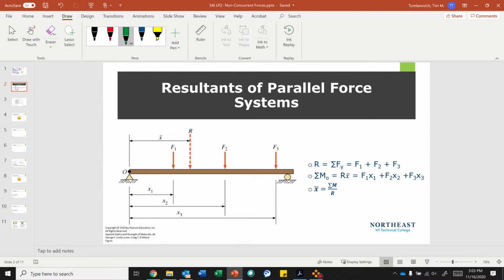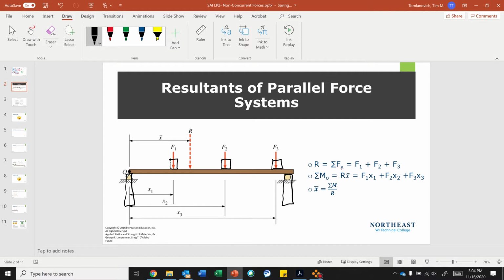As you can see here, this is typically what we're dealing with in residential construction. Let's just assume this is a wall here, this is a wall there, and say we have a wall sitting here, a wall sitting here, and a wall sitting here. And that's putting a force F1, F2, F3 on this floor joist or beam.